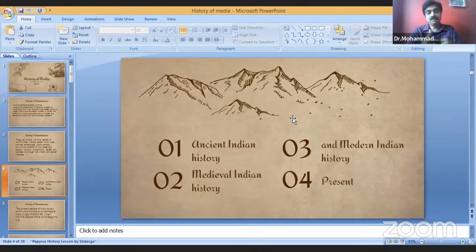So then how the medieval period happened, and what kind of activities happened during the medieval period. Then modern India and its history: the pre-independence and post-independence activities of the press, how the press evolved, and how its importance and significance gained prominence during the pre- and post-independence periods. And in the present, what is the status of the media industry? That we will discuss. So we will divide the history into four parts.